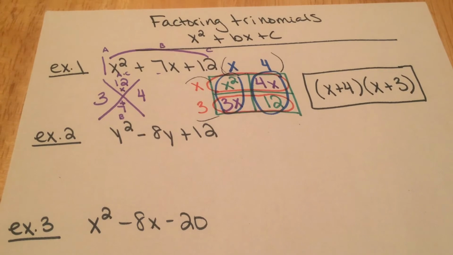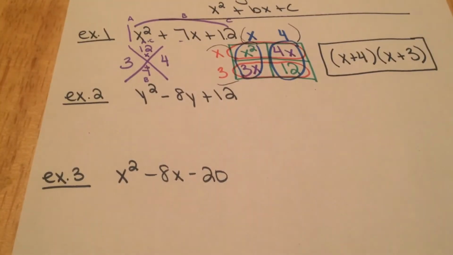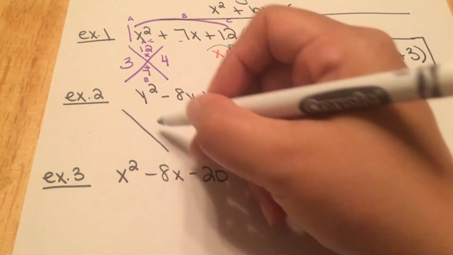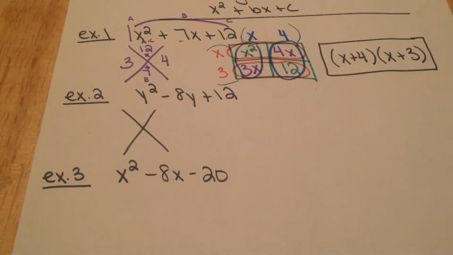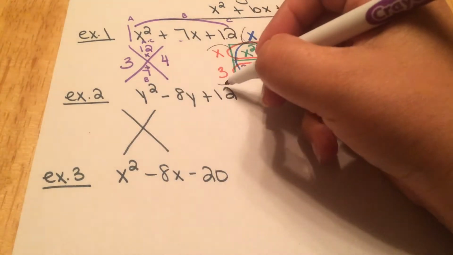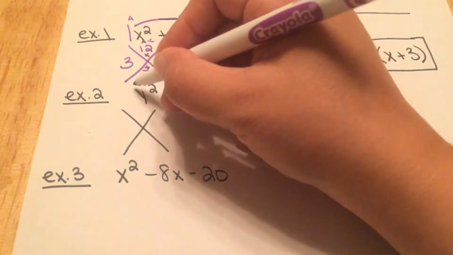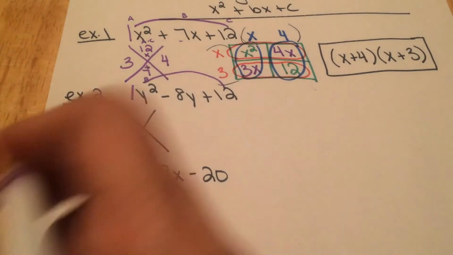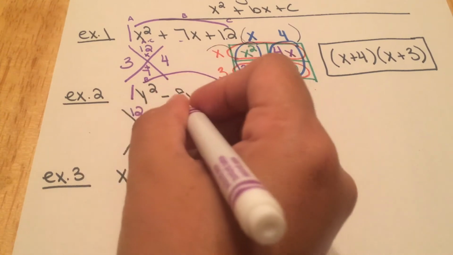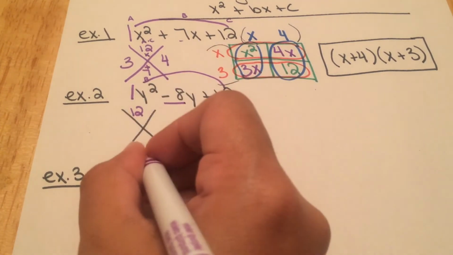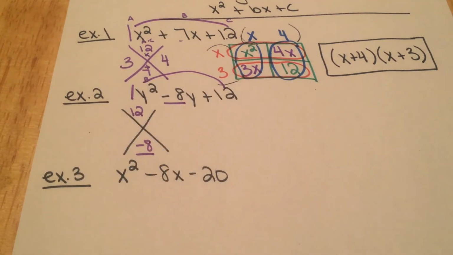So let's look at example 2. First thing we want to do is set up our X puzzle. So let's go ahead and do that. And remember, to get that top number, we have to multiply 12 times that coefficient, which is 1. And that's going to be 12. And then this bottom number is just going to be that b coefficient, so -8. So now we have to think, what times what gives me 12, but adds up to -8?